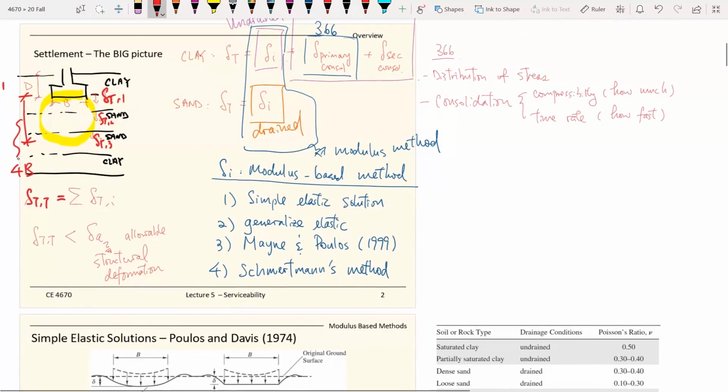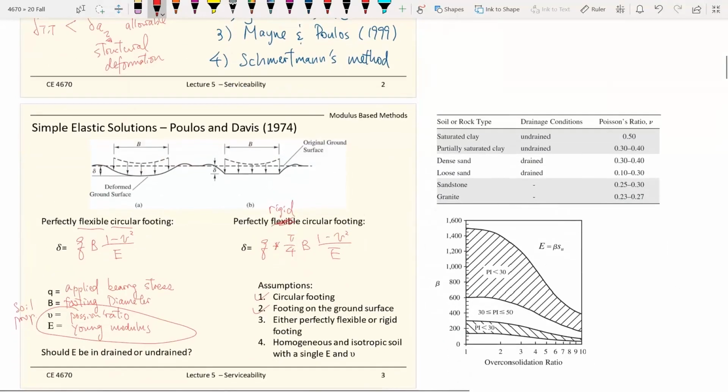Because remember, in the previous slide we talked about how the ground could have different soil layers, sand, clay, and sand, or any combinations that you may have. But here you assume that the whole soil layer is just one kind. So you just have one set of soil property parameters, modulus and the Poisson ratio, to describe the soil properties. So those are the assumptions.